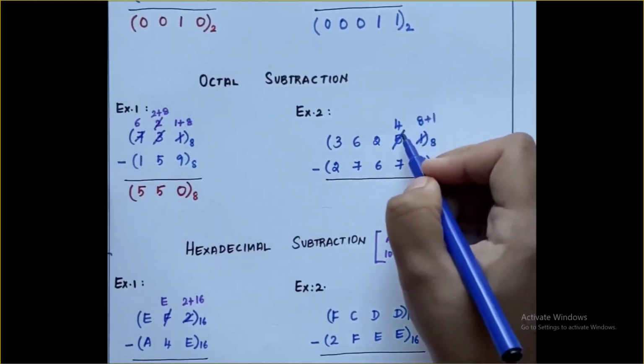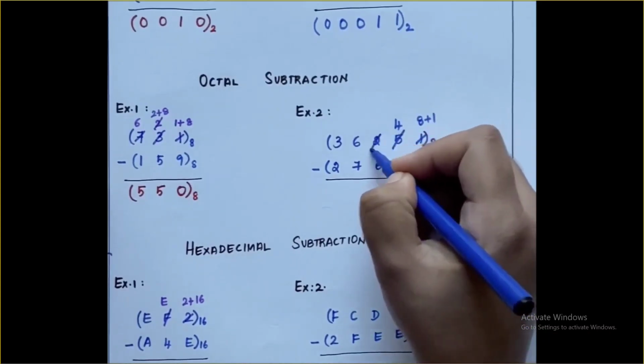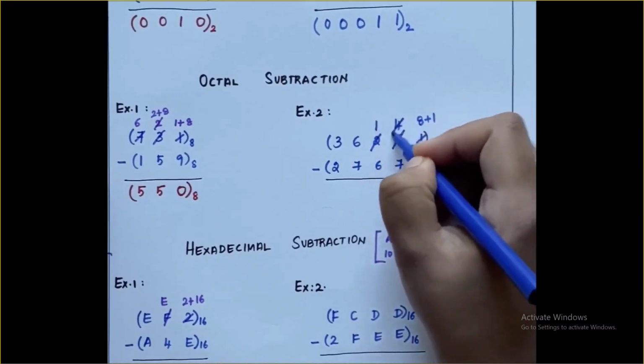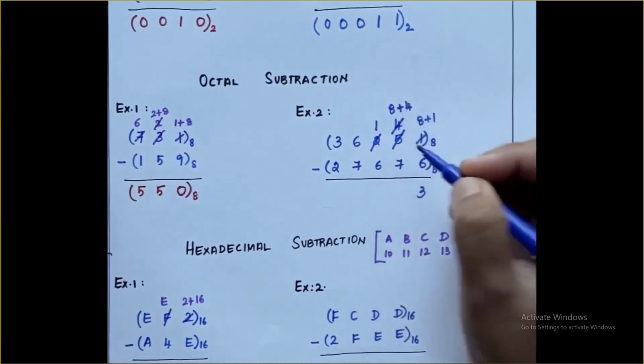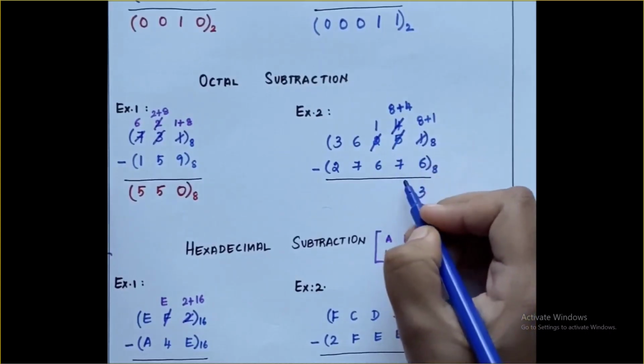Next again 4 is less than 7, so we have to borrow again. So instead of 2 reduce it by 1, so we will have 1. And instead of 4 we will add the base value which is 8 plus 4. So 8 plus 4 will be 12. 12 minus 7 will be 5.